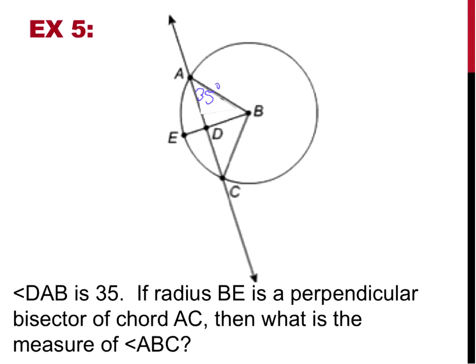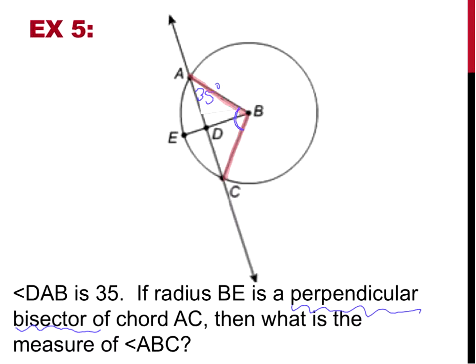If radius BE is a perpendicular bisector, okay, so perpendicular is helpful, bisector is helpful, of chord AC, then what is the measure of ABC? So which one do they want me to find? Let me highlight it. A, B, C. So they really want to know this big fat angle right here. That's what they're asking me for is B. Does everybody understand what they're asking us for? Not how to get there, but do we understand the question?